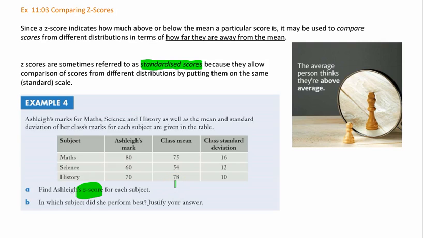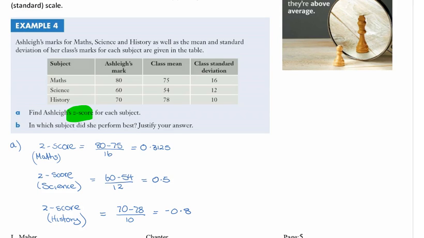To calculate the Z-score, just use the formula. So you can see there, I've taken the formula, her score minus the average over the standard deviation. So for maths, her score was 80. The average was 75, or the mean, all over 16. And so she gets a Z-score of 0.3125. We expect a positive Z-score because we can see that her result is above the mean. In science, she's also above the mean.